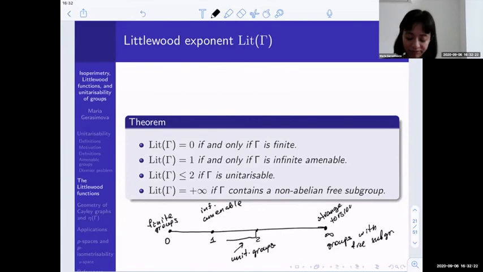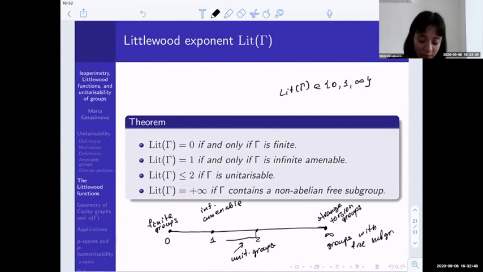And so unfortunately it was too optimistic. But if you look at the picture, you will see that the main question is, can we say something more? Because now it looks like the Littlewood exponent can take only the values 0, 1, and infinity. Is it true that it can take only values 0, 1, and infinity, or maybe in some sense it is trivial and not very interesting to study?